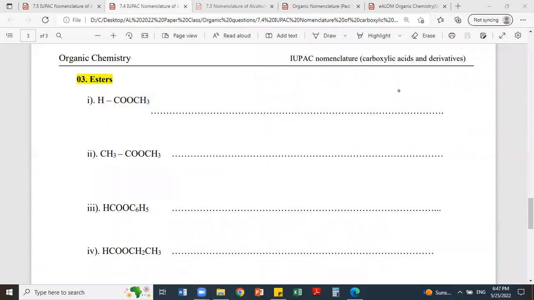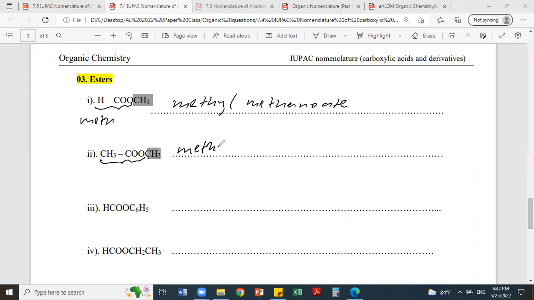So this one, what is the name now? First you write here the methyl group, and then on this side methanoate. There's only 1 carbon, methanoate. So I'll write here methyl methanoate. Then the next one, this is again a methyl group, and then this one, how many carbons? There are 2 carbons, therefore it's ethanoate, methyl ethanoate.